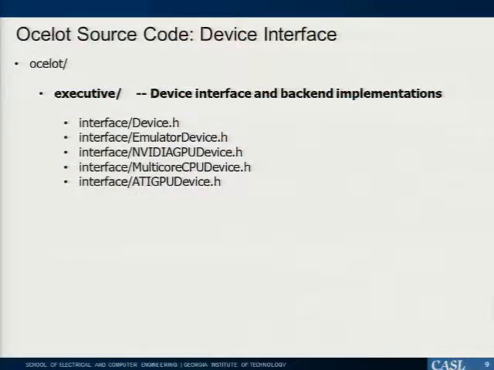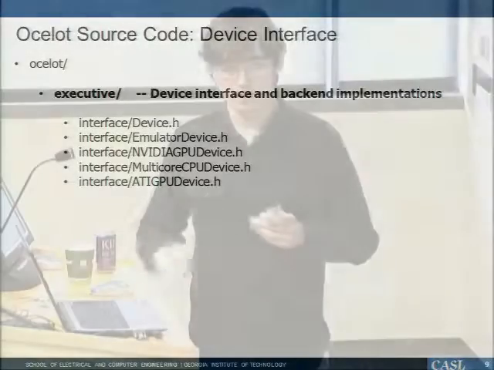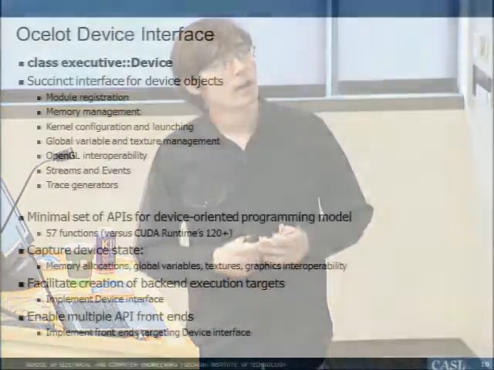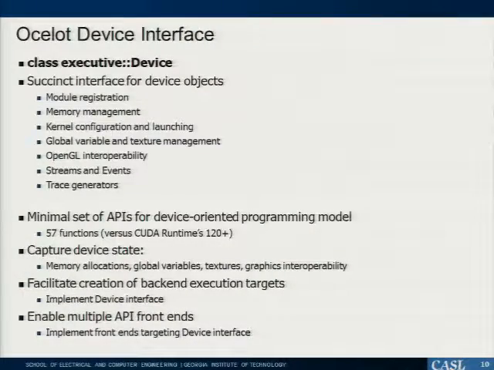OK, so the device interface. As I said before, this sits underneath the CUDA runtime implementation. There's an abstract base class, which defines a set of methods for allocating memory, binding textures, configuring textures, registering PTX modules, getting kernels from those, and executing those kernels. Then there are implementations for each of the backends that we've been interested in: emulator, NVIDIA GPU, multicore, ATI, and then some other research vehicles like the remote device implementation.